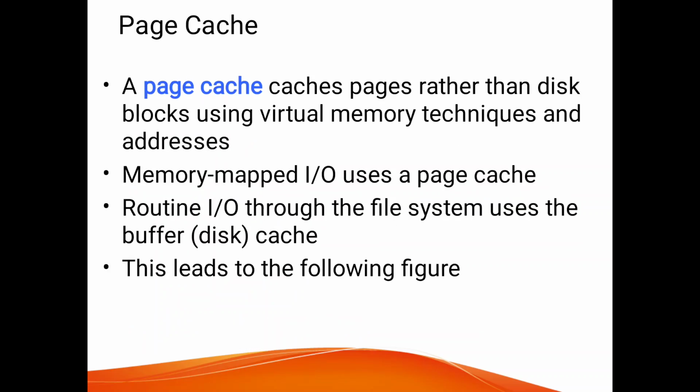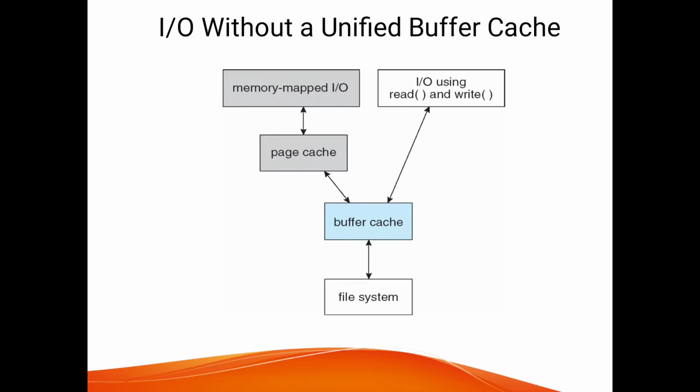So page caching is a virtual memory accessing technique. So the page cache caches pages rather than disk blocks using virtual memory techniques and addresses. So in memory mapped IO, it uses a page cache. So here the routine IO through the file system uses the buffer cache. So that can be explained. The file system has a buffer cache.